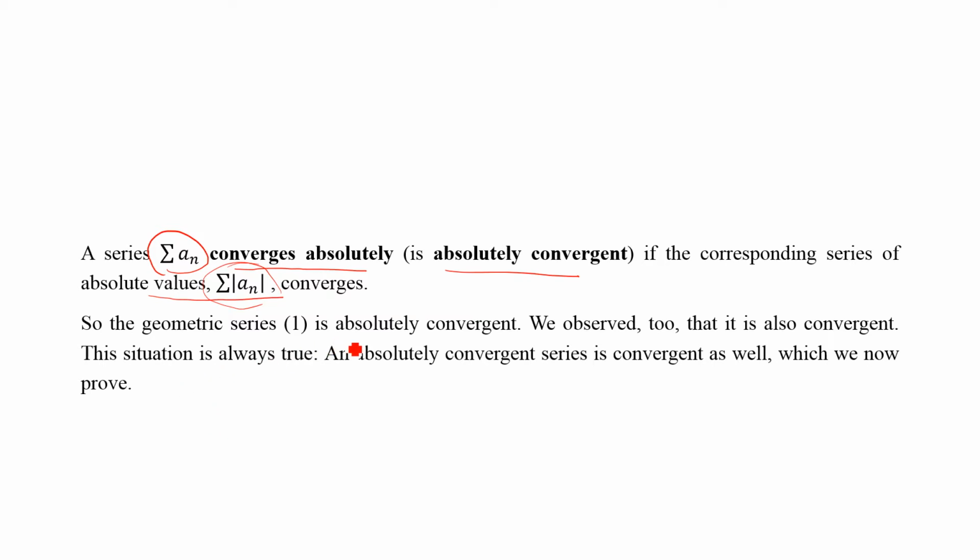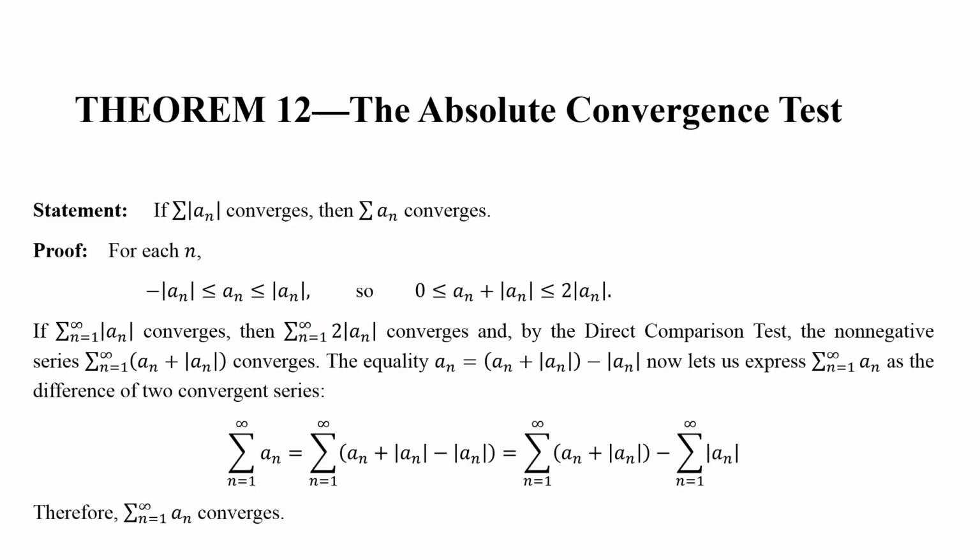So the geometric series 1 is absolutely convergent. We observe too that the series itself is also convergent. So this situation is always true, right? If the corresponding absolute series is convergent, then the original series also converges. An absolutely convergent series is convergent as well. So this is the point we are going to make in this section, which is very important. So an absolutely convergent series is convergent as well. To keep it in mind, this fact must be noted carefully. Which we now prove. So we are going to prove this fact now.